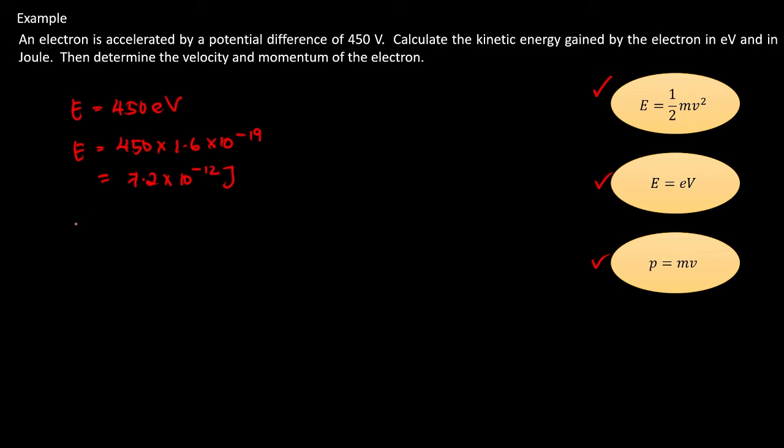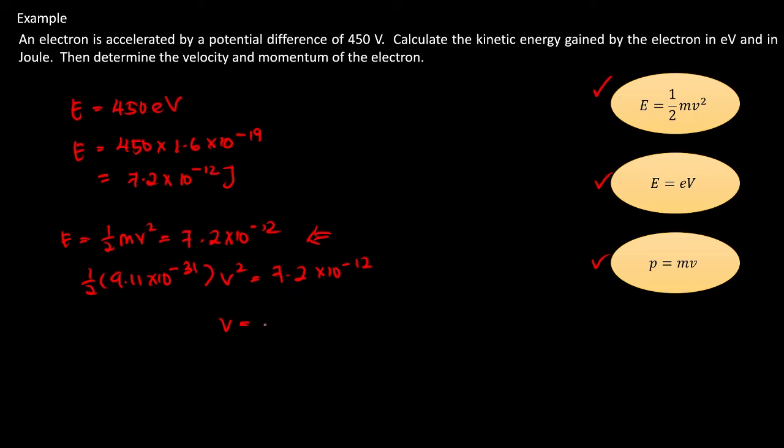Then how do you calculate the velocity of the electron accelerated through the potential difference of 450 volts? Using kinetic energy, which is equal to half mv squared, equal to 7.2 times 10 to the power of negative 17. You have to use SI units, so choose joule instead of eV. The mass of an electron is 9.11 times 10 to the power of negative 31, and you solve for v squared. So v will be equivalent to 1.26 times 10 to the power of 7 meter per second. This means the electron is moving with this velocity.